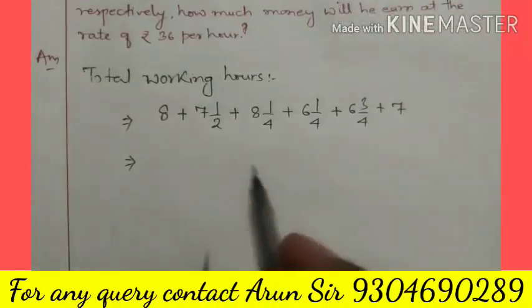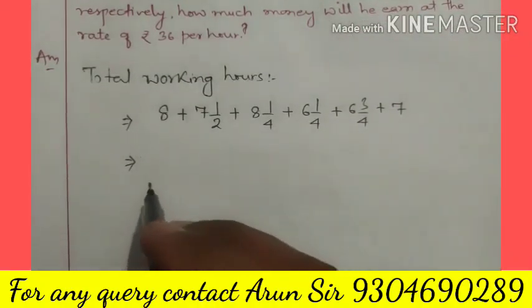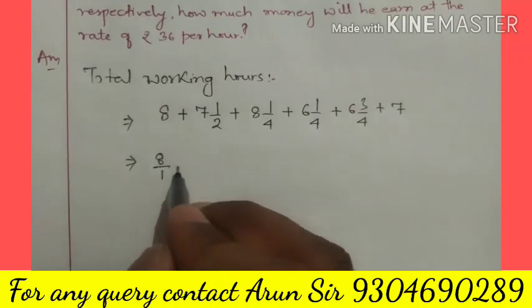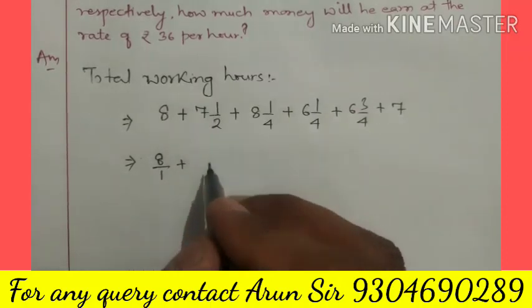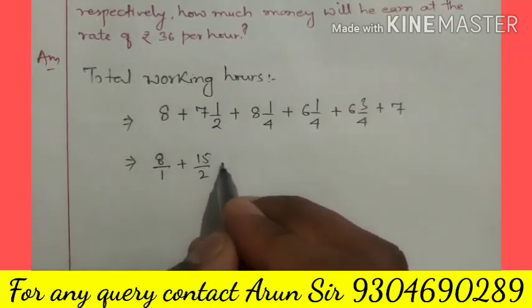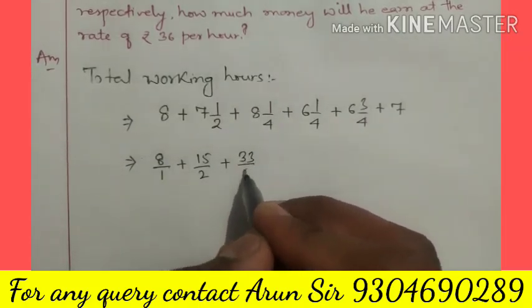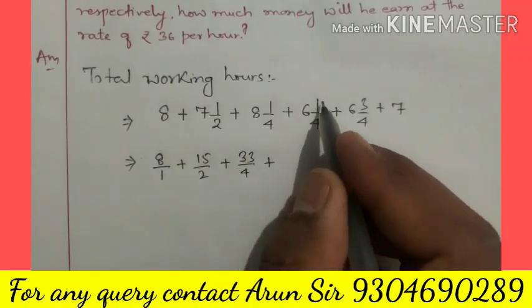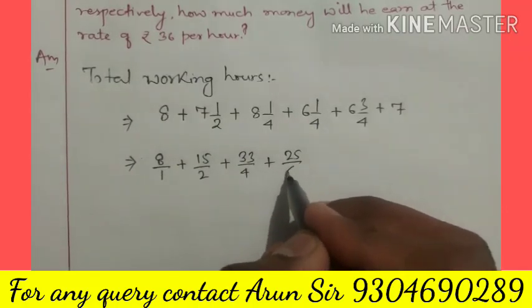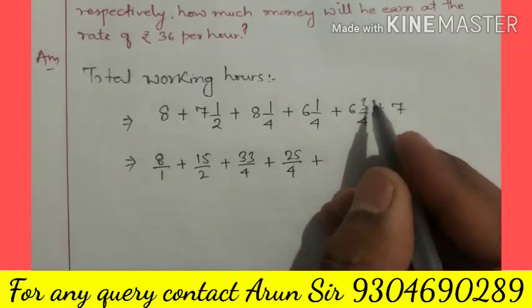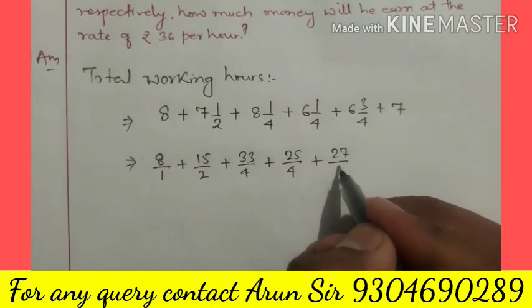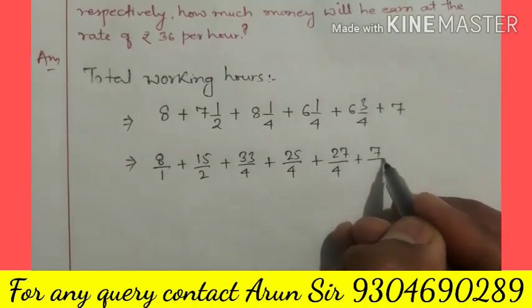First we will convert these mixed fraction into improper fraction. It will be 8 by 1, 2 7 is 14 plus 1, 15 by 2, 4 8 is 32 plus 1, it is 33 by 4, plus 6 4 is 24 plus 1, it is 25 by 4, plus 4 6 is 24 plus 3, it is 27 by 4, and at the last 7 by 1.